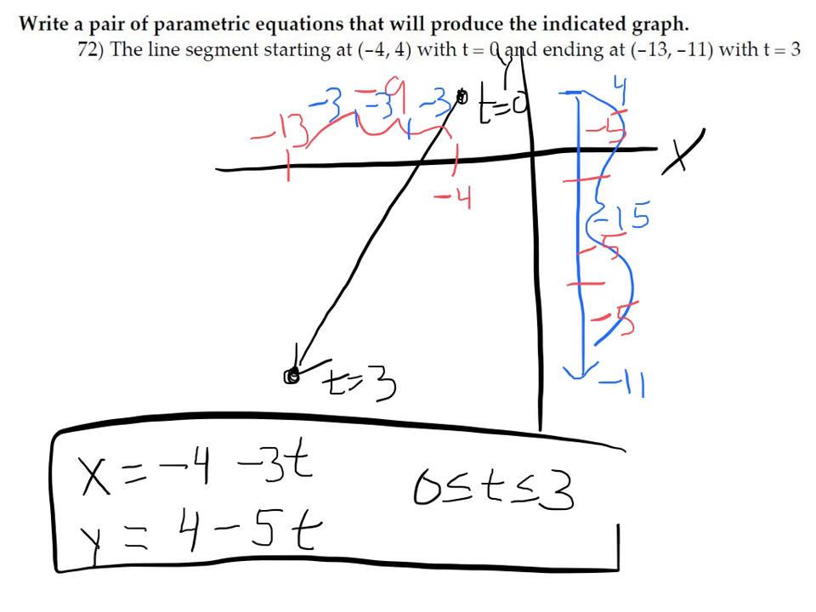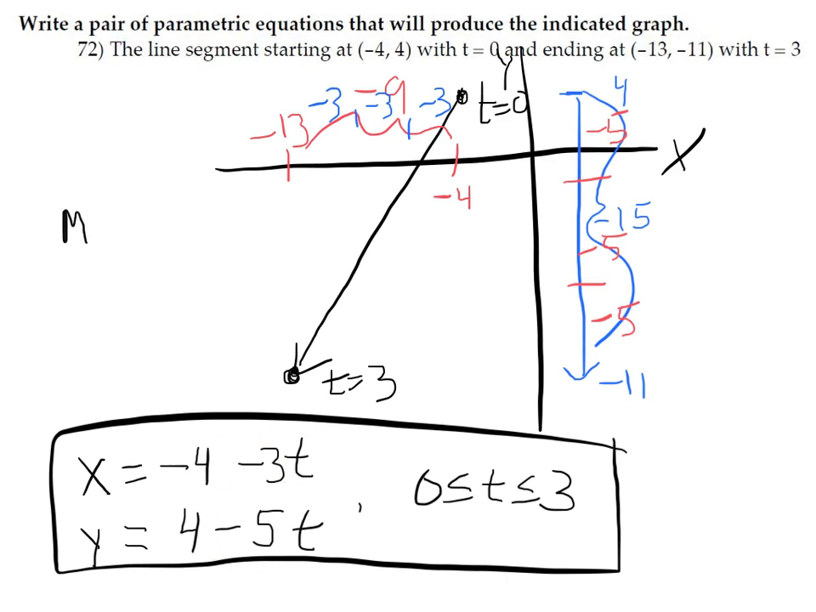we have a really nice, simple, logical approach to finding parametric equations of line segments. You could also think of this as mx plus b. b is the starting value, so that's where you start off. So this is the starting value for x, this is the starting value for y. And these are slopes. How do we find the slopes?